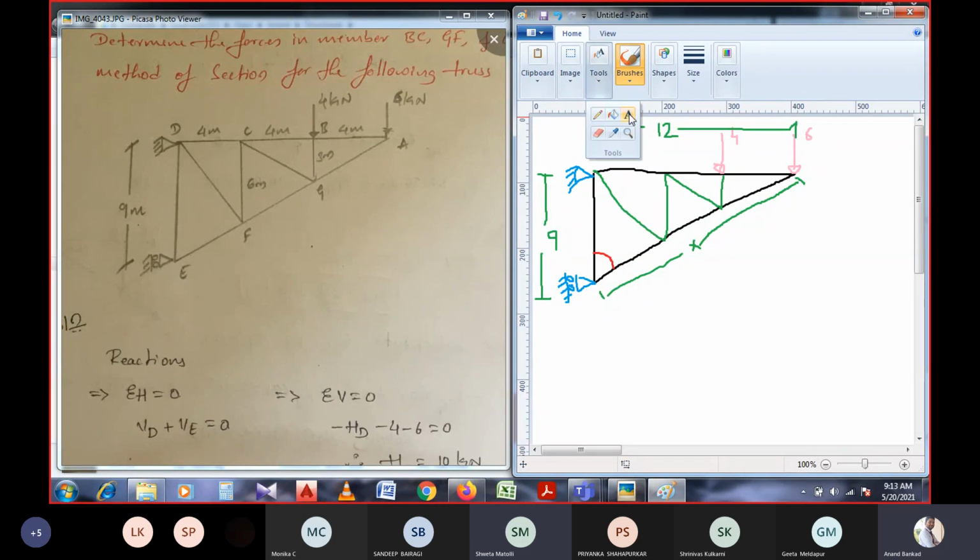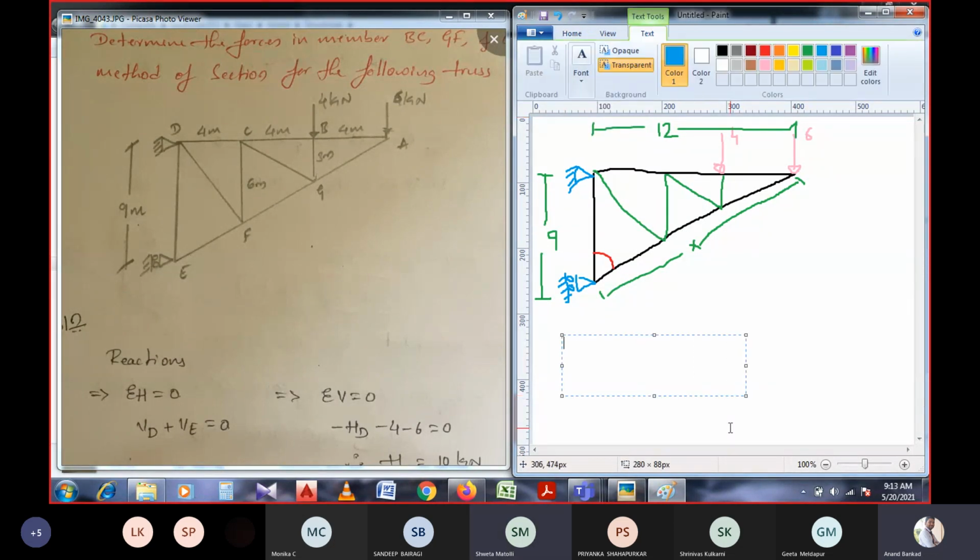What is sine theta over here? Opposite by hypotenuse. What is cos theta over here? Adjacent by hypotenuse. What is tan theta now? Sin theta by cos theta, right? So if you substitute, what is the value of tan theta now? O by h, O by a.